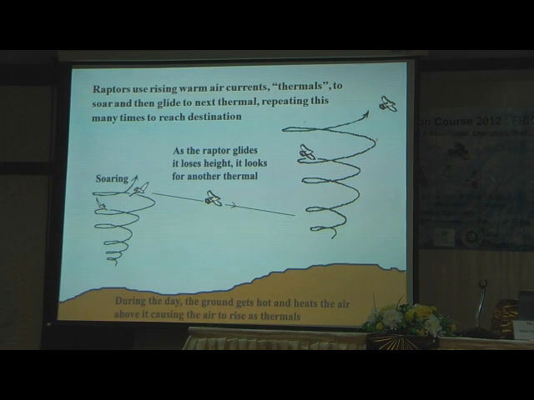And how do they know where the next thermal is? They will look for their friends. If they see another bird thermaling here, they will join this bird or this group. So this is one of the reasons why many of them move along in flocks, so that they know which is the route to take.